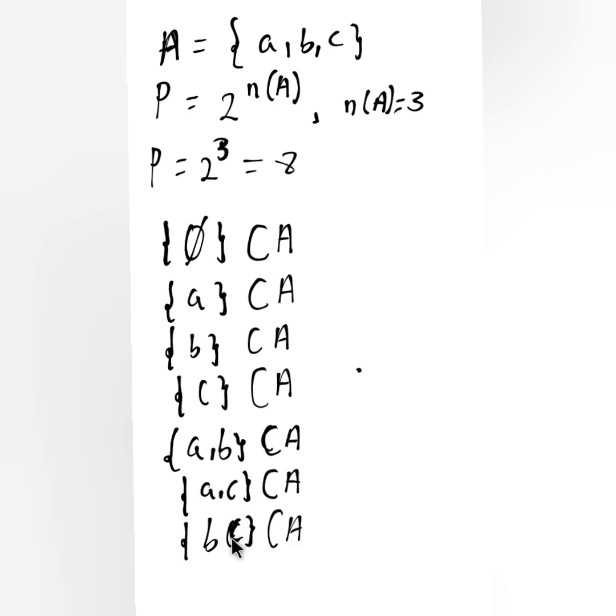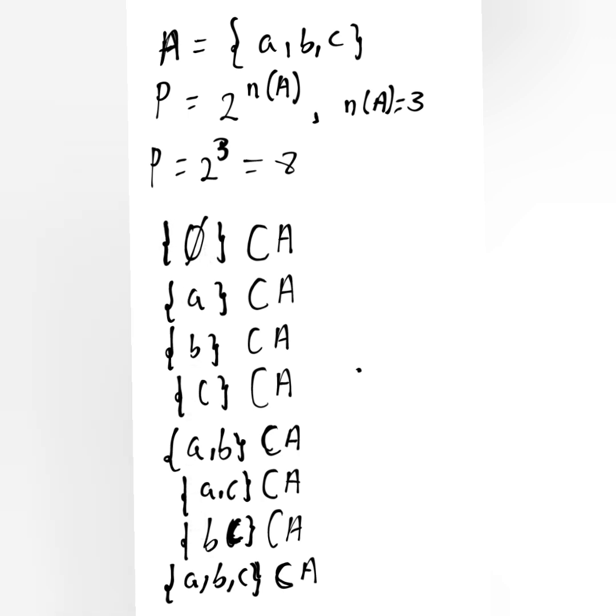So how many do we have now? We have 1, 2, 3, 4, 5, 6, 7. But according to our formula, there should be 8. Now note that a set is a subset of itself. So the set A is also a subset of itself. It implies that the set {a, b, c}, which is set A, is also a subset of A. So these are the 8 subsets of A.